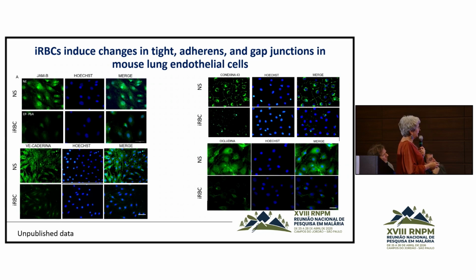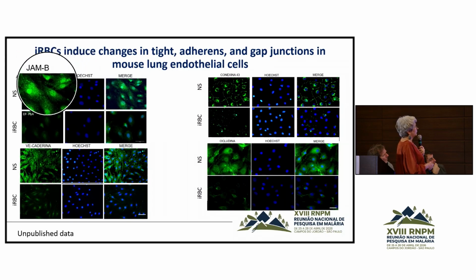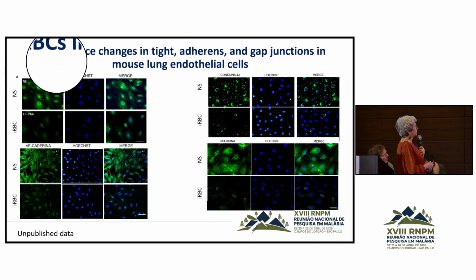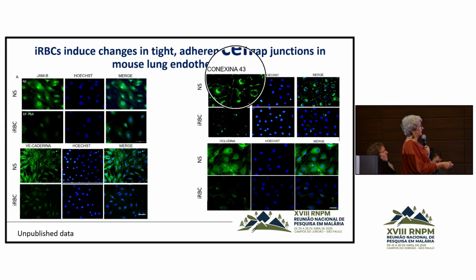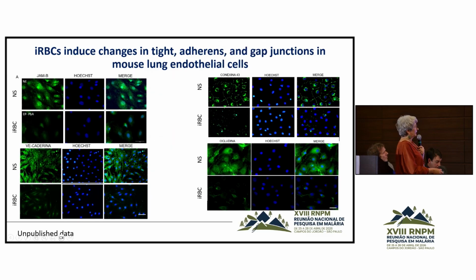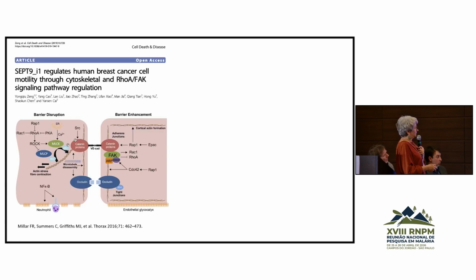And looking at our results, we had a decrease in the expression of different proteins related to adherens junctions, occlusive junctions, and communicating junctions. That's the case here of connexin 43, occludin, and in adherens junctions, VE-cadherin and the JAM molecule.